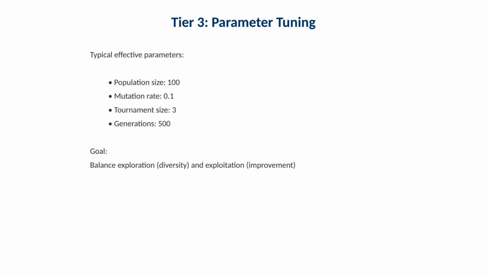Genetic algorithms depend strongly on hyperparameters. A strong baseline is a population size of 100, a mutation rate of 0.1, a tournament selection size of 3, and 500 generations. The principle is to keep enough diversity to avoid premature convergence while still allowing the best solutions to spread through the population.